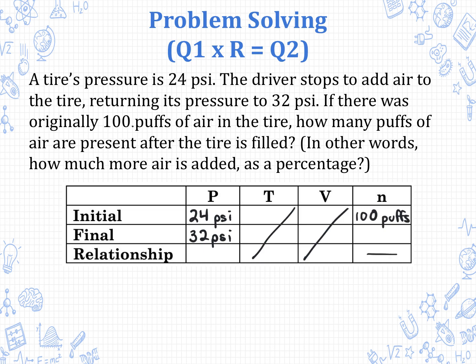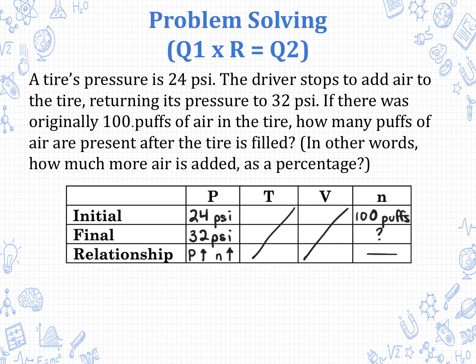And I don't need to worry about writing a relationship under the variable I'm trying to figure out. So pressure from beginning to end is getting higher, 24 to 32. And if pressure got higher, and I think about my relationship between pressure and number of particles, the number of particles must also have gotten higher.